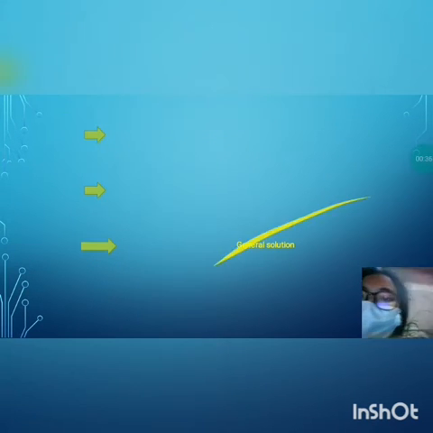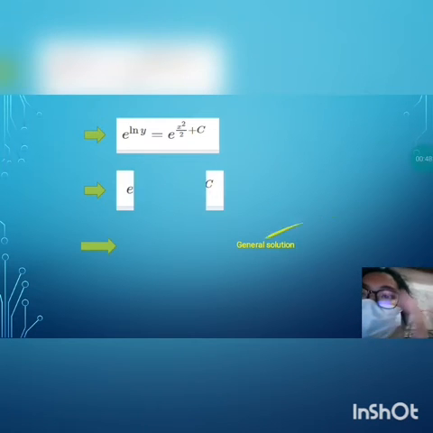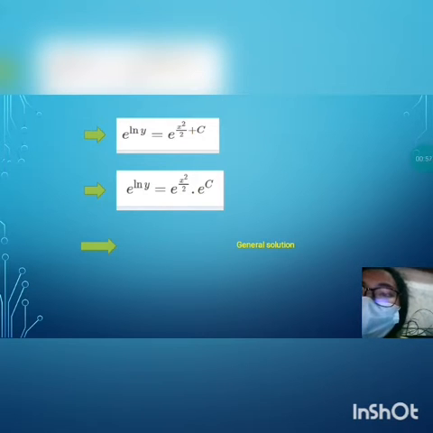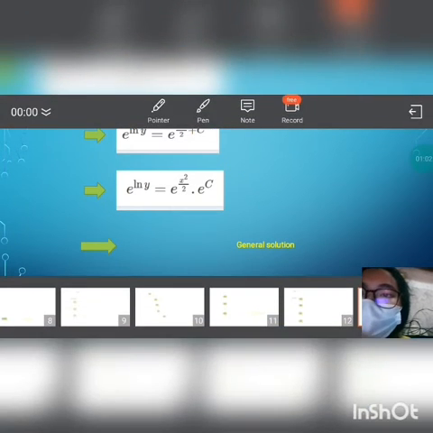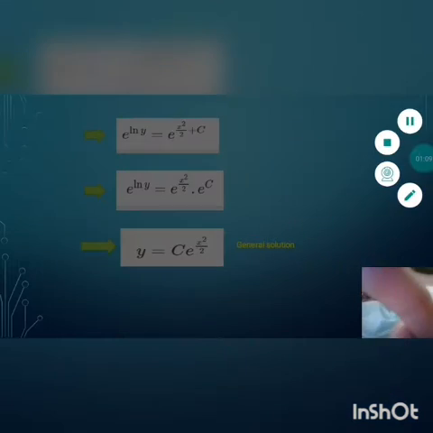After that, we put e on both sides. The ln y gets an exponent, so we have e raised to the power ln y equals e raised to the power x squared over 2 plus c. It cancels, and you can cancel directly or do it step by step. Here we separate it, and then y equals c times e raised to the power x squared over 2, which is our general equation.